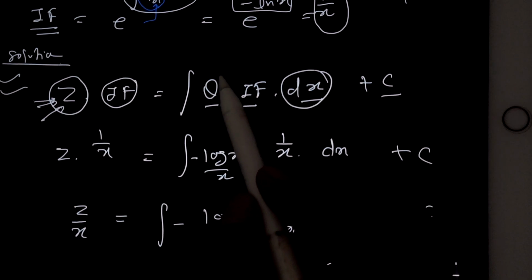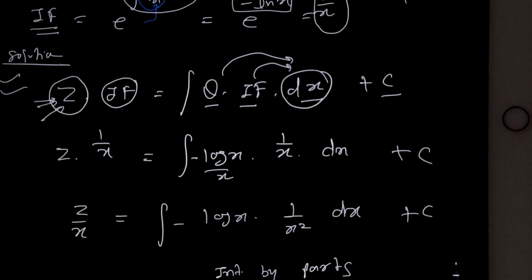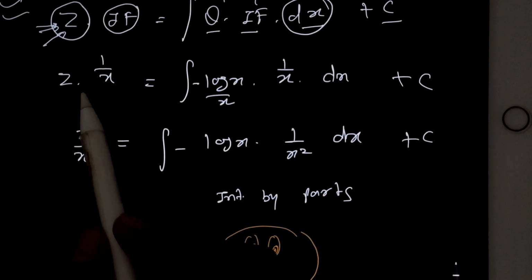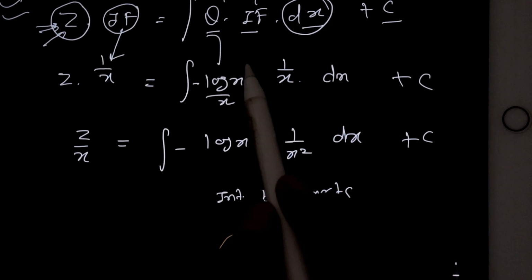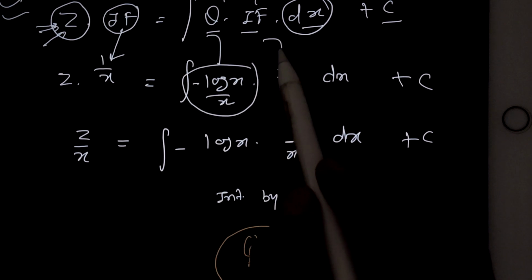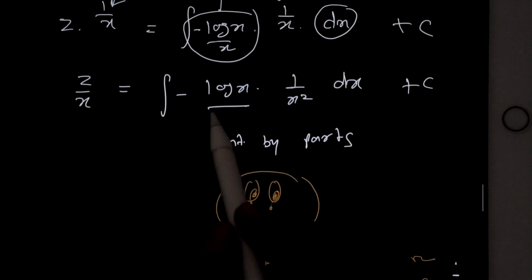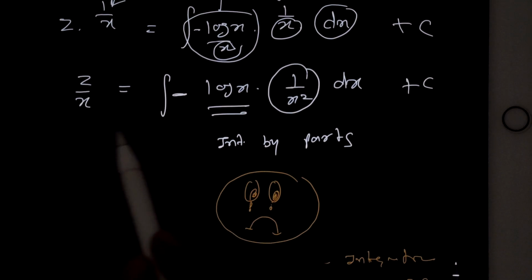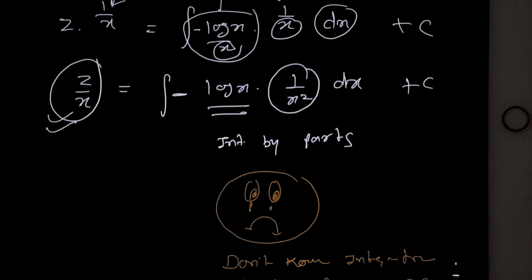Why am I writing dx here? Because my integrating factor and q, they both are functions of x, so I'm writing dx here. I hope it's easy. So integrating factor is 1 by x, q value is with minus sign, and integrating factor is 1 by x, dx as it is, and then here log x will come, and then this x and this x you multiply, 1 by x square, minus sign is already here, z by x. Left side I am not touching at all, only the right side is our problem.